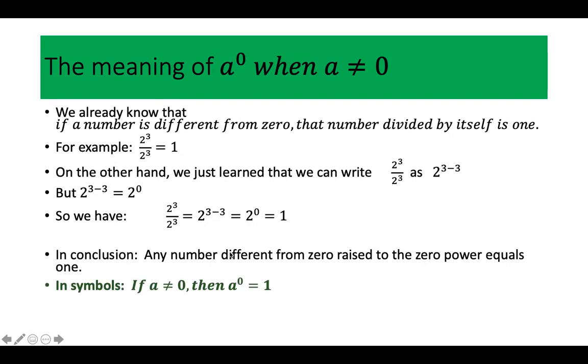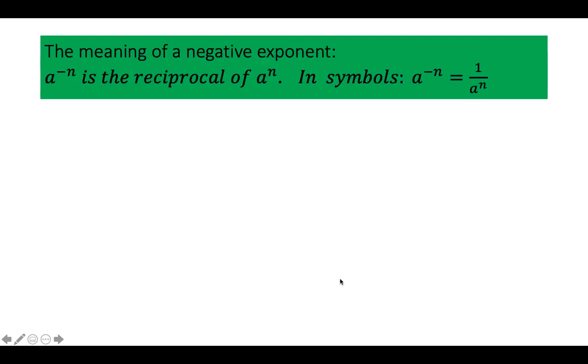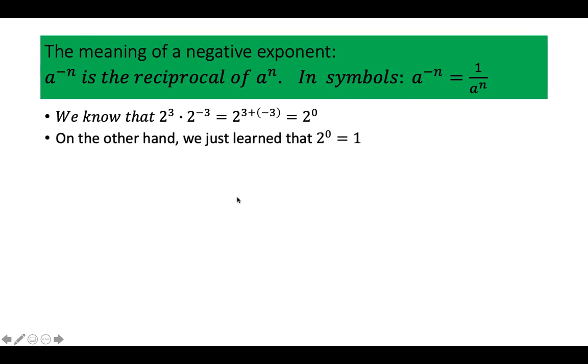So in general, we can say that if a number is different from 0, then when we raise it to the 0 power, that equals 1 every single time. And that helps us to get to the meaning of a negative exponent. So we know that this multiplication here equals 2 to the 0 power. On the other hand, we know that equals 1. So that means that, this is adding using the rule of multiplying powers with the same base, we add the exponents. So this here equals 1, 2.